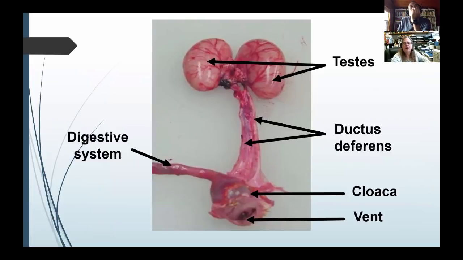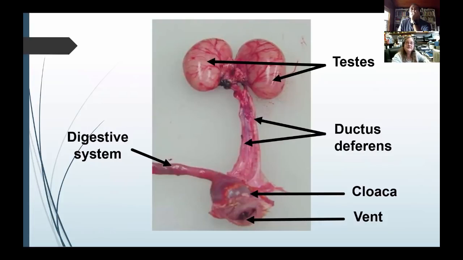So all of the reproductive system for the males comes out of the same vent area as the eggs. So basically the cloaca is divided into three systems: the digestive, the reproductive, and the excretory systems. And as you'll notice, chickens do not have a penis.